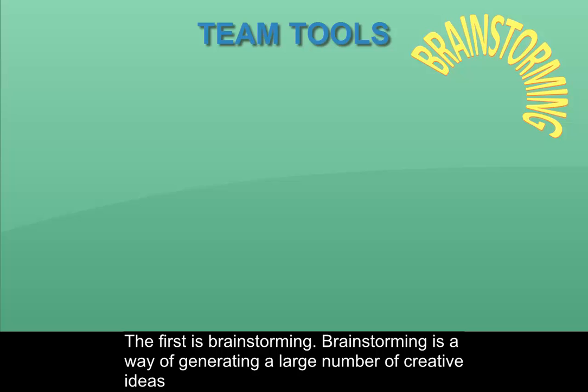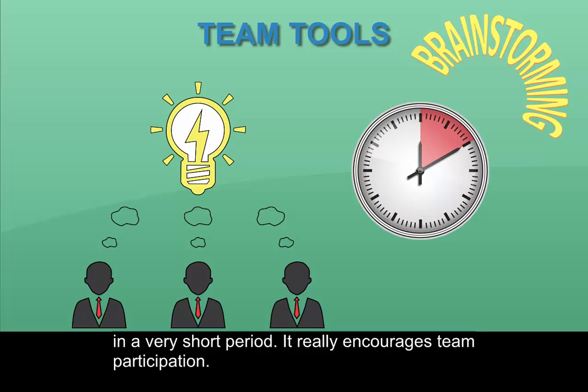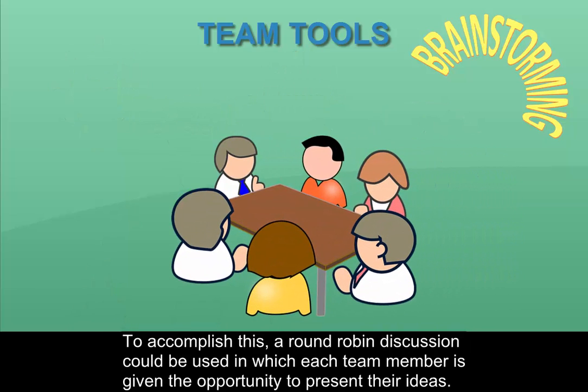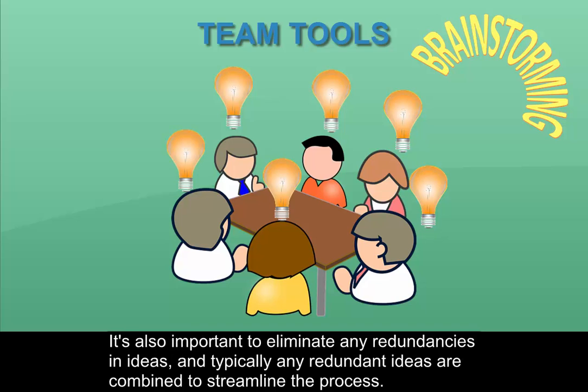Brainstorming is a way of generating a large number of creative ideas in a very short period, and it really encourages team participation. To accomplish this, a round-robin discussion could be used in which each team member is given the opportunity to present their ideas. It's important to make sure that all team members feel comfortable expressing their ideas. It's also important to eliminate any redundancies in ideas, and typically any redundant ideas are combined to streamline the process.